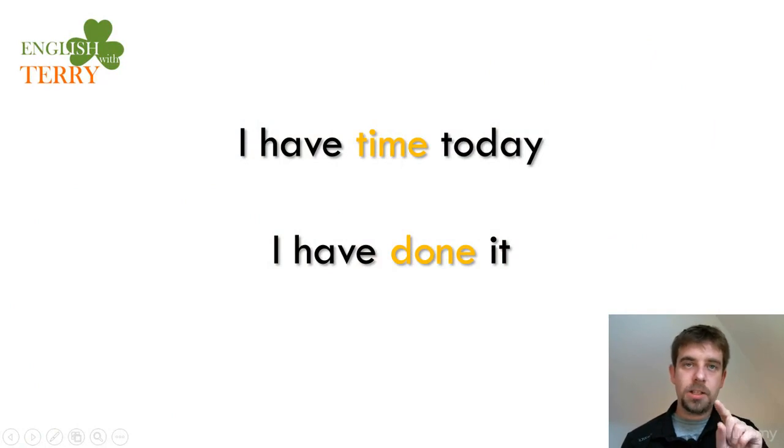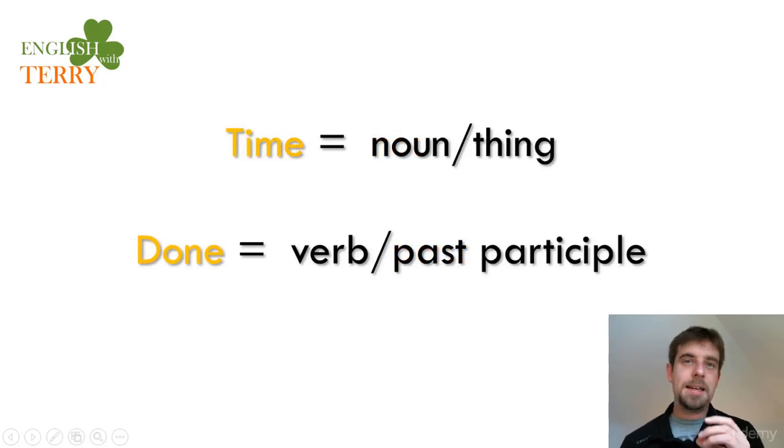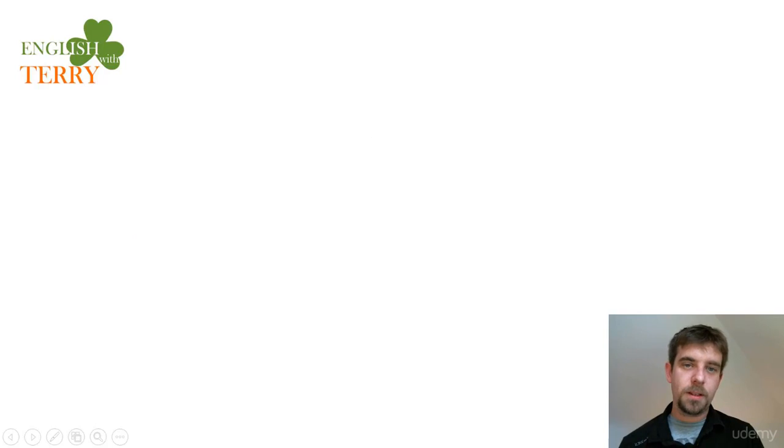Look at these two sentences. I have time today. I have done it. What is the difference between time and done? Pause the video and think. Pause now, think. What kind of word is it? Time and done. Here, time is a noun. It's a thing, an object or possession, right? Done is part of a verb, okay?